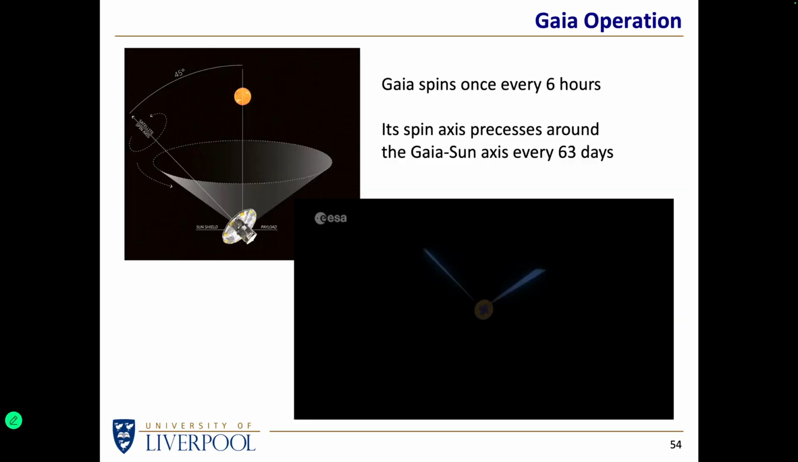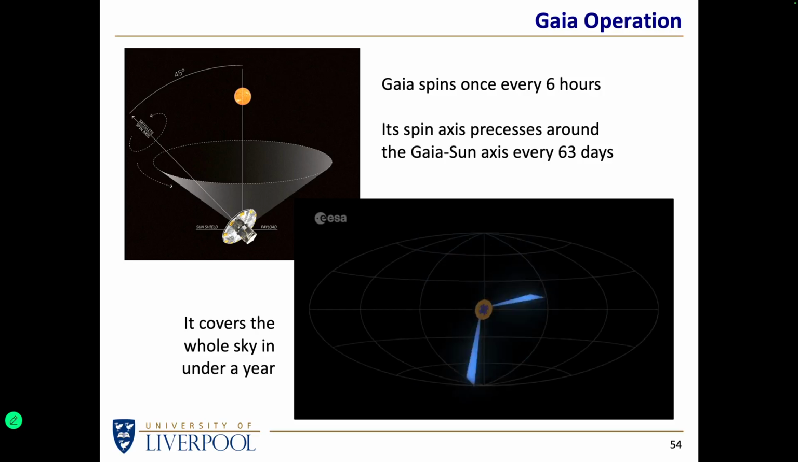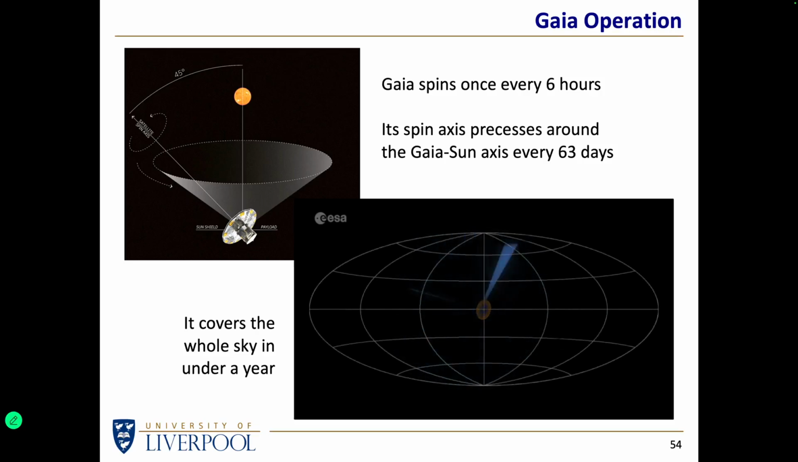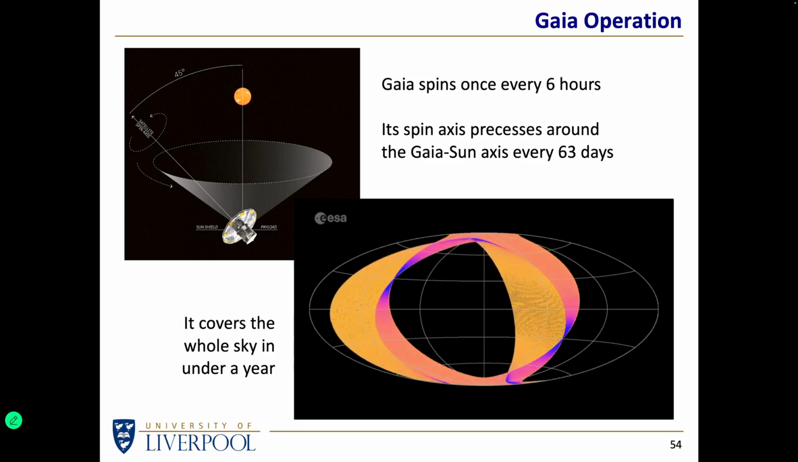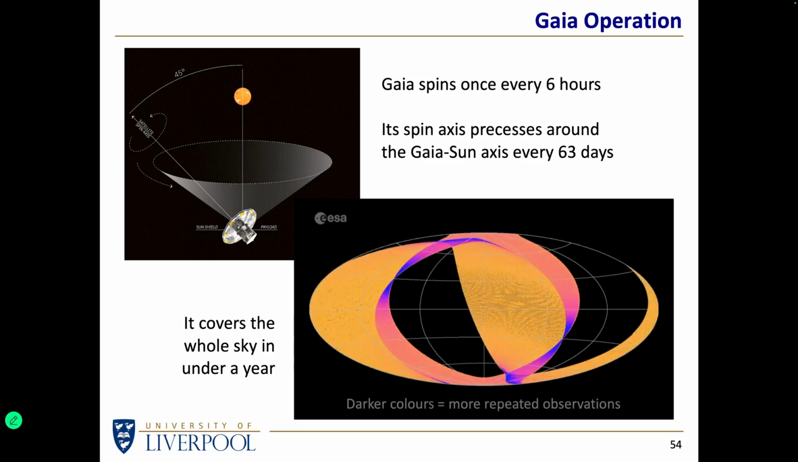Gaia spins once every 6 hours. Remember, it takes about a minute or so for a star to drift across the CCD. Gaia does one complete spin in 6 hours, and it precesses as it goes around in its orbit. So that means as it spins in 6 hours, it maps out a ribbon of sky with its two telescopes. But the ribbon slowly sweeps out and covers the entire sky as Gaia orbits at L2 and precesses in its orbit around the Sun.